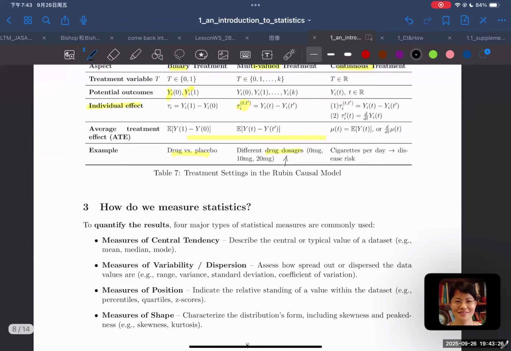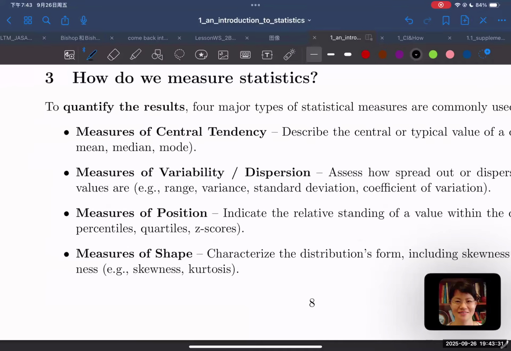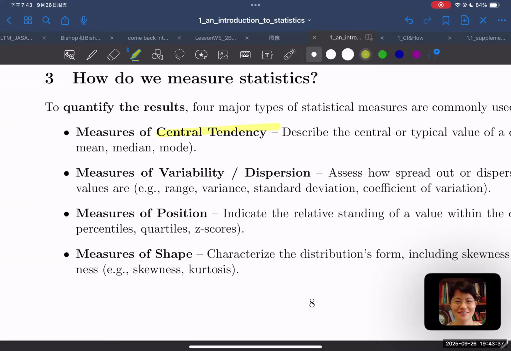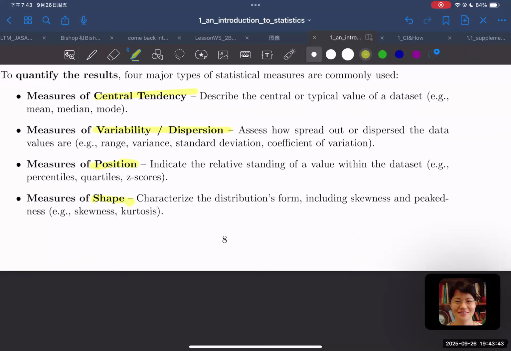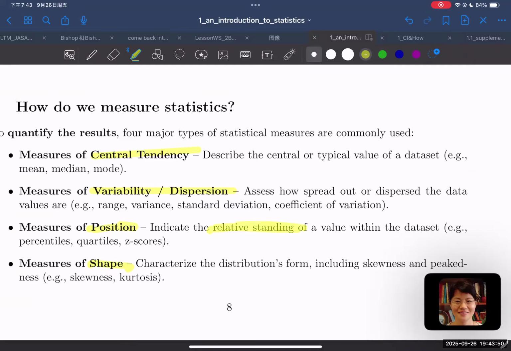Okay, how do we measure statistics? I think we discussed this at the very beginning: for example, central tendency, variability, dispersion, and position and shape. For the first two, you are very familiar. The next one, measures of position, indicates the relative standing of a value within the data set, like the percentiles, the quartiles, or the score.